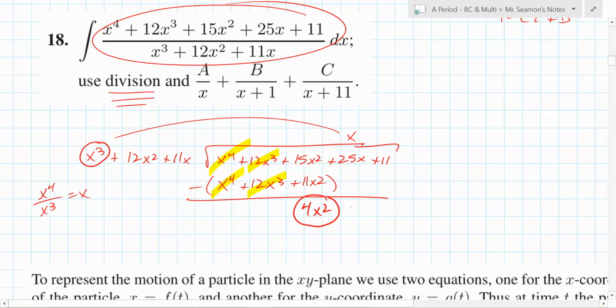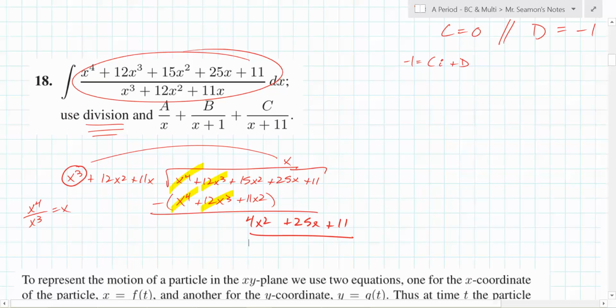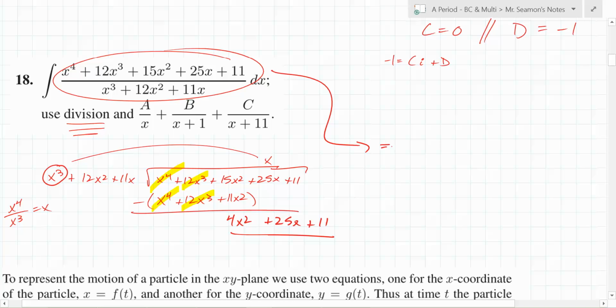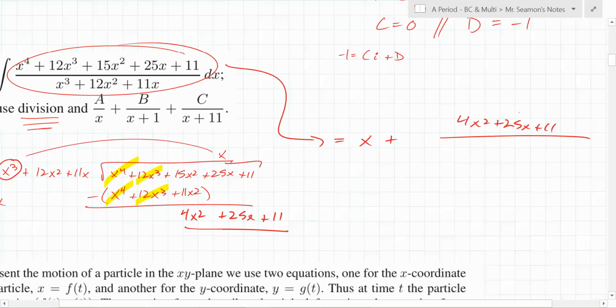So are there other things that we drop down at this point? What is that whole thing called down here? Yeah, that's the remainder. We have now shown that this big one right here is equal to x plus 4x squared plus 25x plus 11 all over what? Plus 11x. Exactly. We have now shown that those two things are equal.